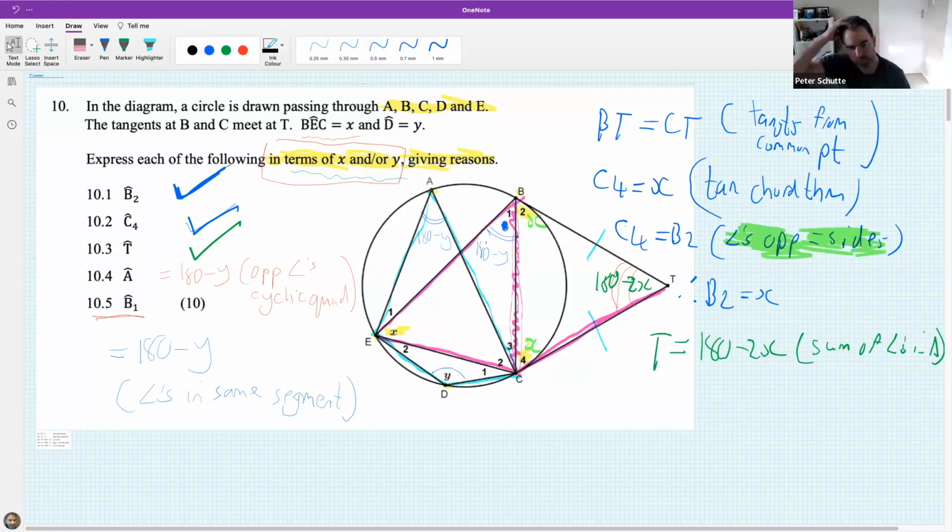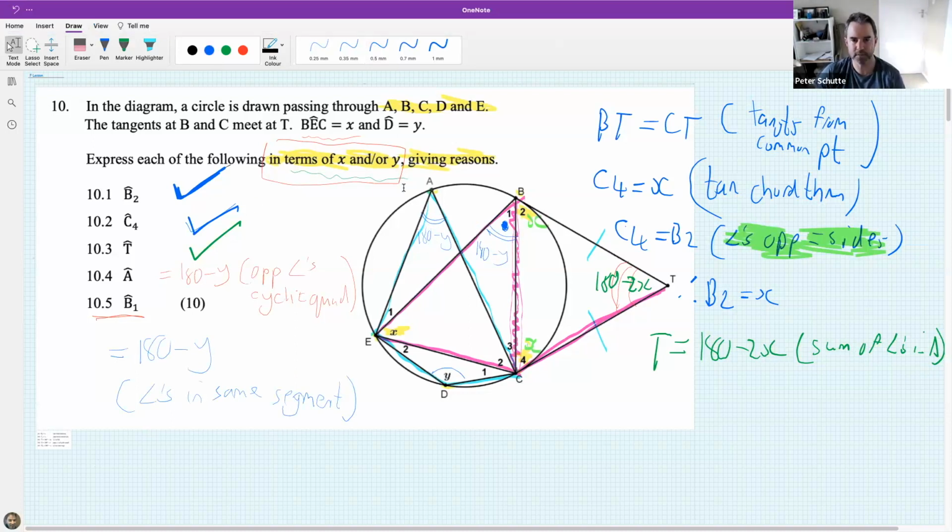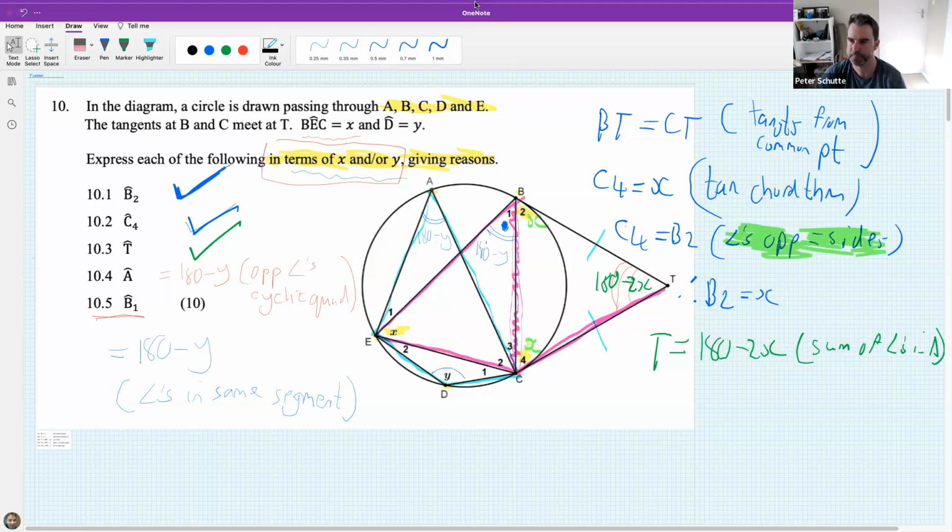So as we look at the different types of questions you can get asked in circle geometry, sometimes we have to find things in terms of X and Y. And then we don't have to worry. It's a little bit harder than saying find 3 angles equal to 40, but it's still the same basic idea that you're finding equivalent angles.